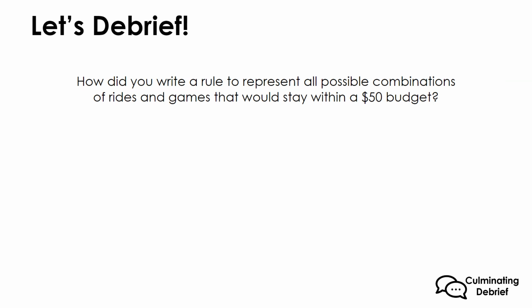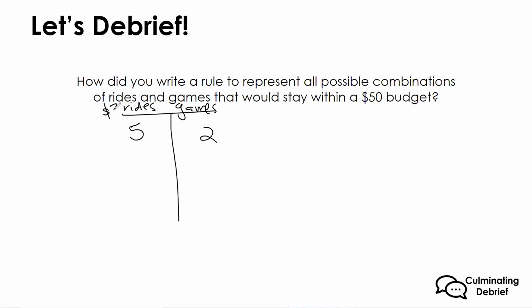Okay, so what were some of the points that you came up with? For the little table, what did you come up with? 5 and 2. So it was 5 rides and 2 games. Okay, so how much are rides? $3. And then how much are games? Okay, so when you multiplied this, you got 15 and 2 times 2 is 4, so that gave me $19.